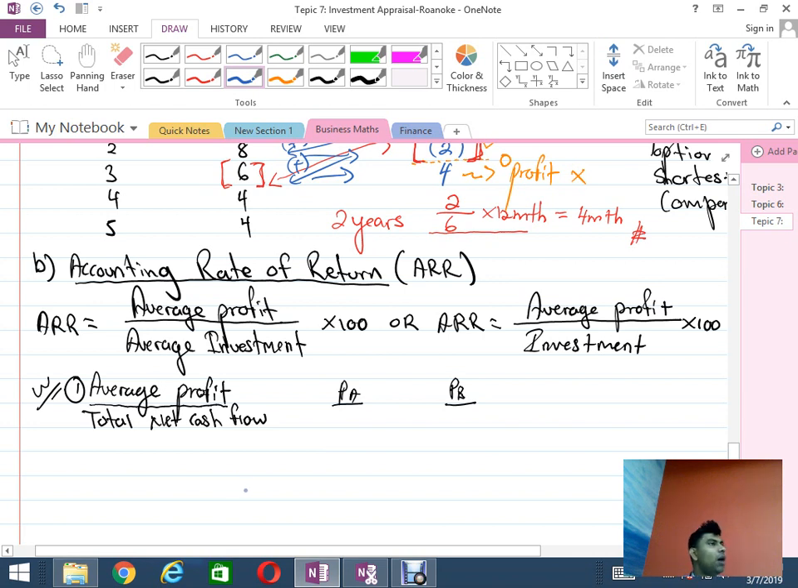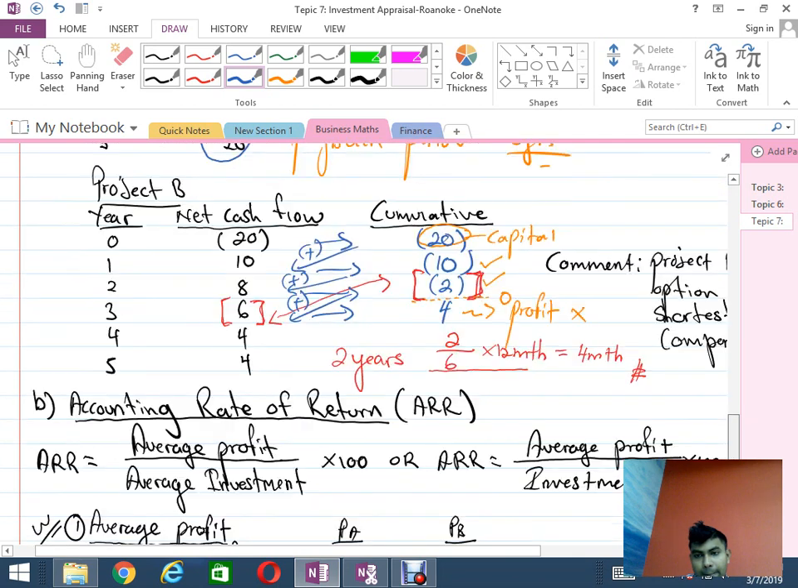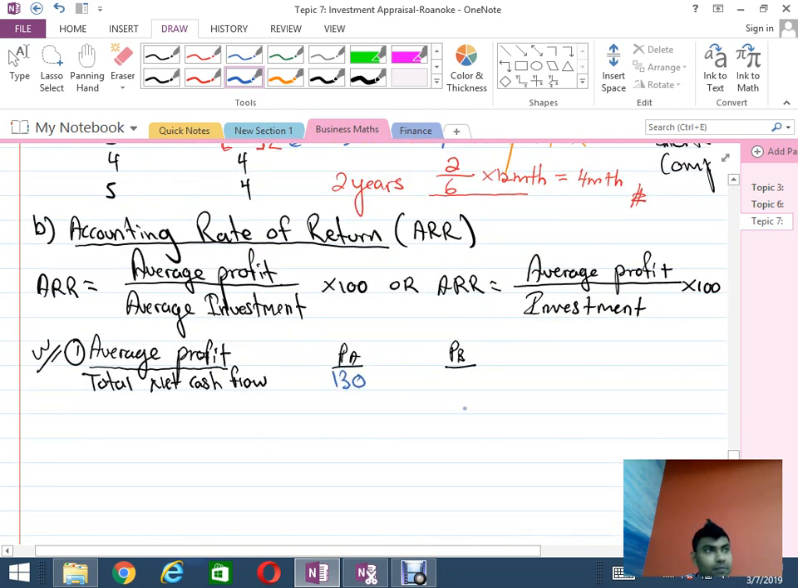Very simple. I want you to total up from year 1 up to year 5, but do not include the scrap value, please. Year 1 to year 5, but do not include scrap value. How much will you get? So for project A, it's 40, 30, 20, 20, 20. You get 130, right?